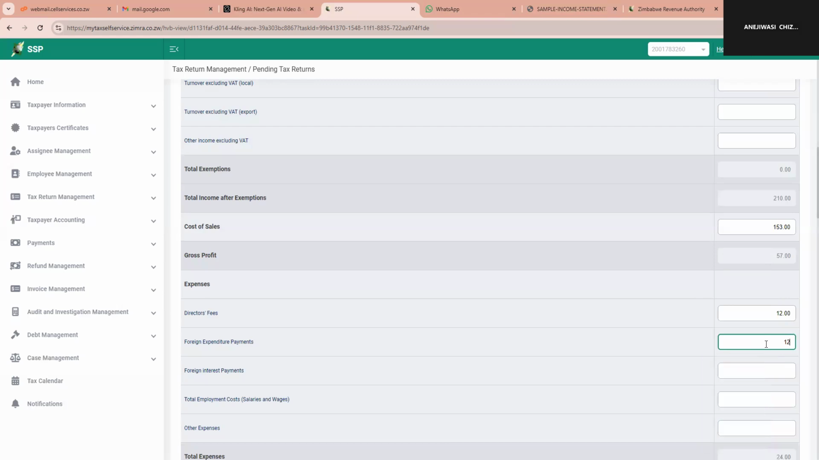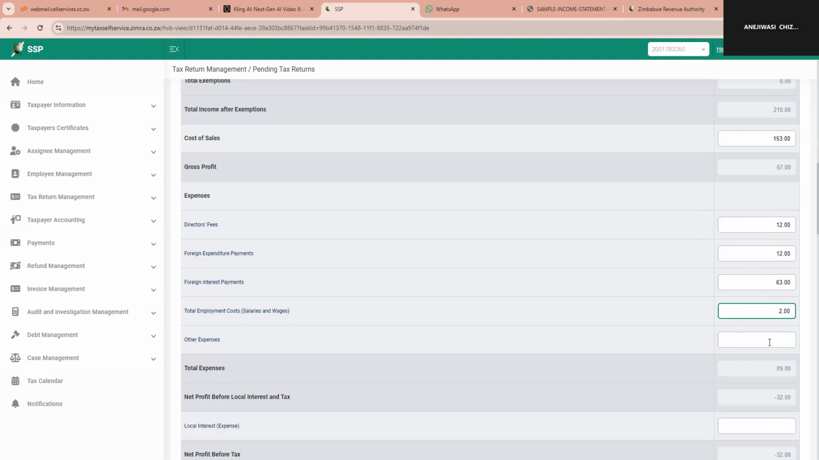So these again will be in your income statement. And foreign interest payments, if you have got any, you're putting up that again. That is important up there. Then do you have your total employment costs? So these are your salaries and wages. You're then putting up that, right?